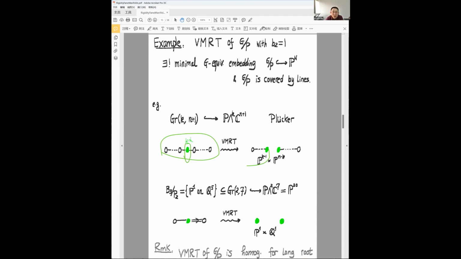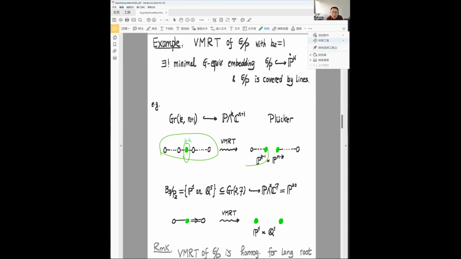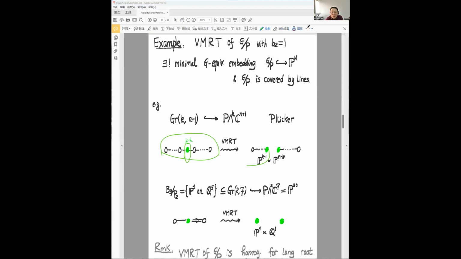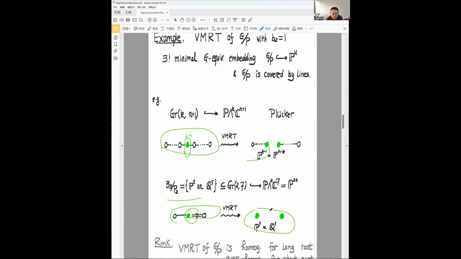And then let's look at the exceptional case, B3 mod P2. For this case, for this VMRT you drop out this node, and then you have two nodes, where one is short and the other is long. So in particular this gives you the VMRT is P1 plus Q1. In fact this is not rigid, as we have seen before. It can deform to some Hirzebruch surface.